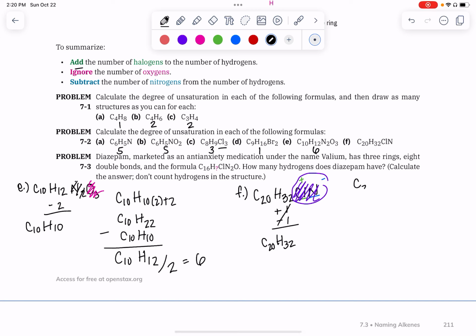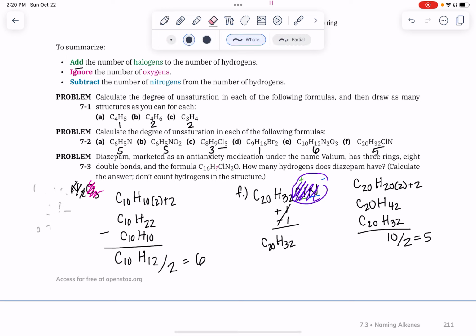We know that a saturated C20 is going to give us 20 times 2 plus 2, which would give us C20H42. And now we can subtract C20H32 from that. We get 10. 10 divided by 2 is 5. And so those are your degrees of unsaturation for F. That's 5.